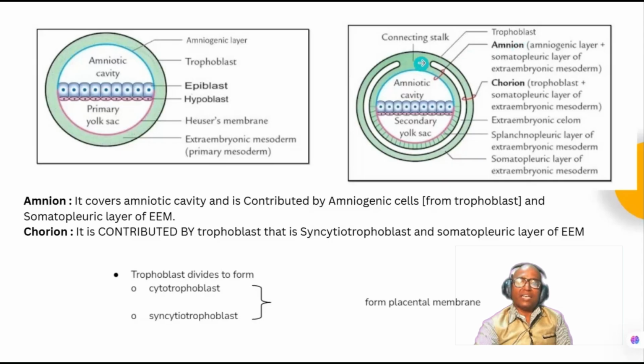This is the connecting stalk where the chorionic cavity does not develop. So the chorionic cavity will surround the amniotic cavity as well as the secondary yolk sac everywhere, except at one place where there is a connecting stalk. This will give rise to the future umbilical cord. So you have these.